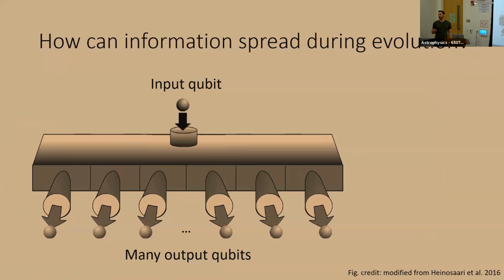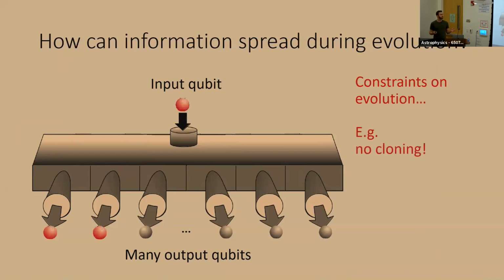And there are some constraints on how the information can spread that I'm sure you already know. For instance, no cloning. So you couldn't have the qubit A have all of its quantum information appear both at the first and the second output.